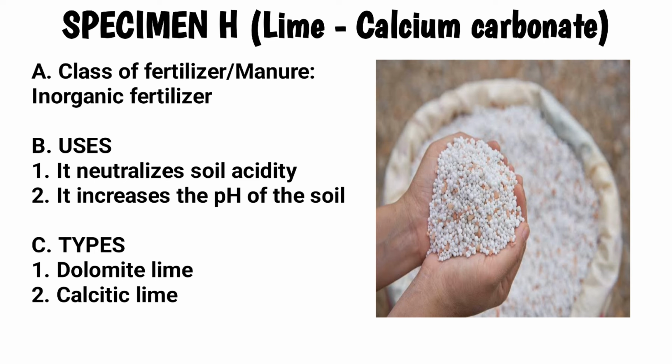It makes the soil become more alkaline. So if I want to plant a crop that needs an alkaline soil, what I have to do is apply lime to that soil to make it more alkaline before planting that crop. Then there are various types which are available to farmers. They are the dolomite lime and calcitic lime.